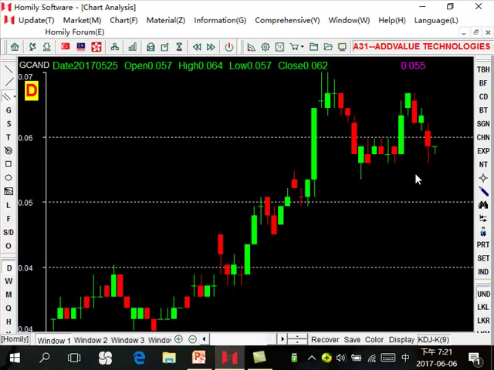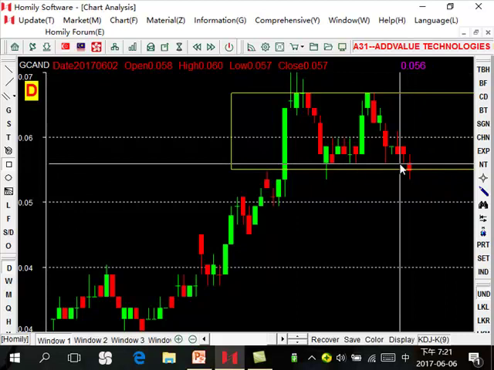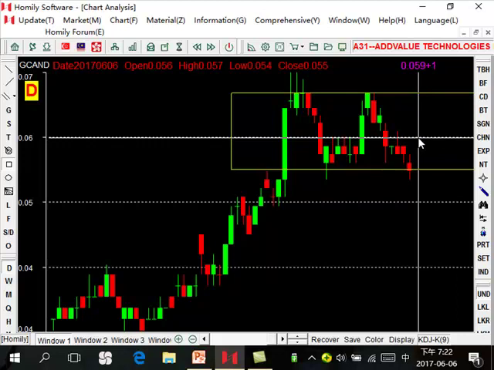So when to buy, when to sell. If you want to see this one, we can draw the box, right? So if the price falls below the box, the price will continue to go down. If it gets some support, the price will get some rebound. Okay, so let's see the next one.